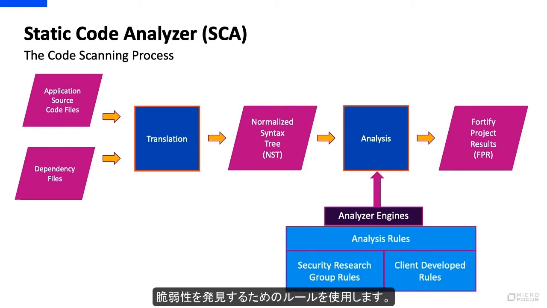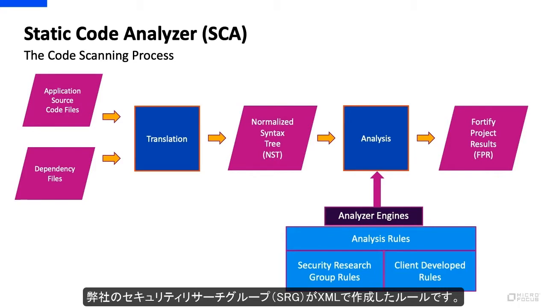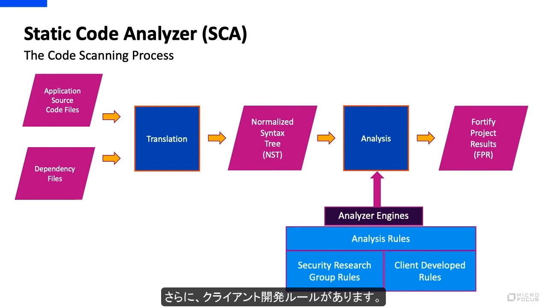Now, to find those vulnerabilities, we use rules. Rules are part of rule packs, and that's how they're deployed. There are two different types of rules. There are rules that essentially come off the shelf, created in XML by our security research group. And then there are client developed rules, which are rules that you can develop yourself using much the same tools that our SRG team use. When the analysis has completed, an FPR file is generated. So that summarizes the scanning process. So let's go do a scan.